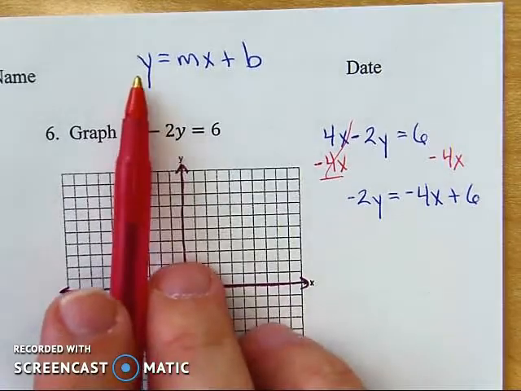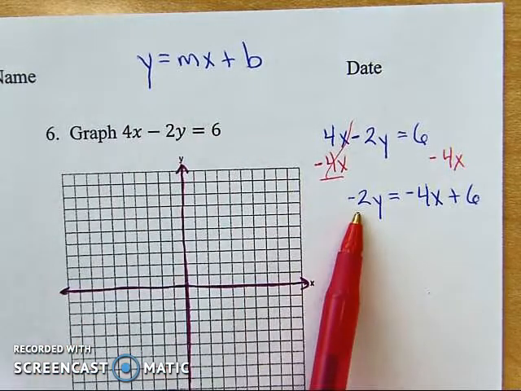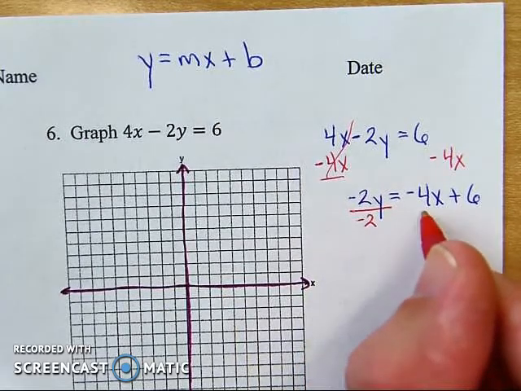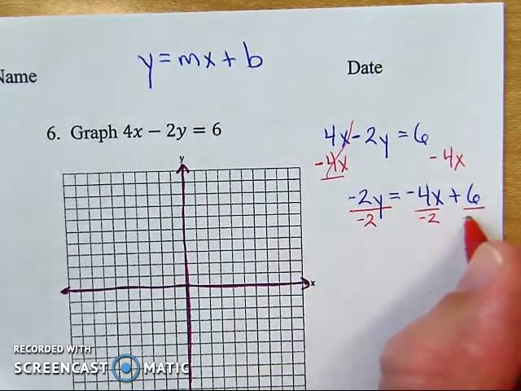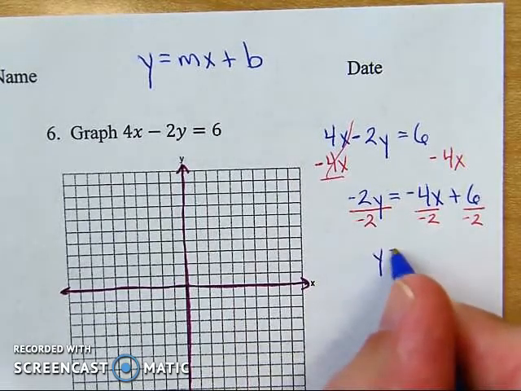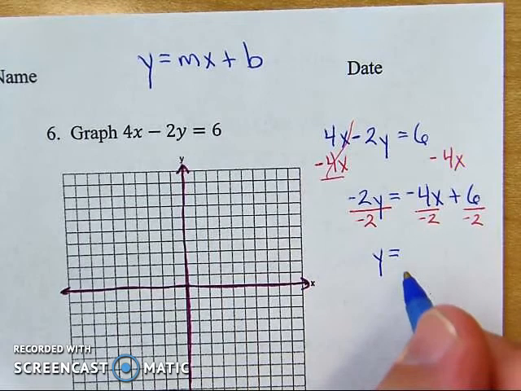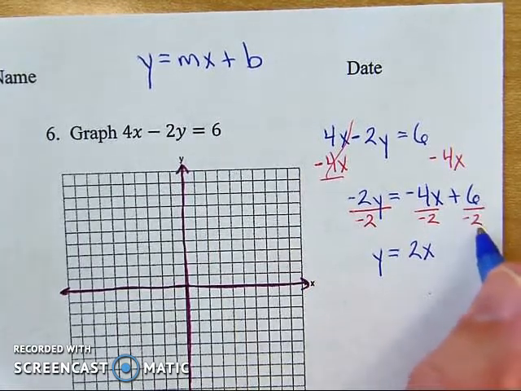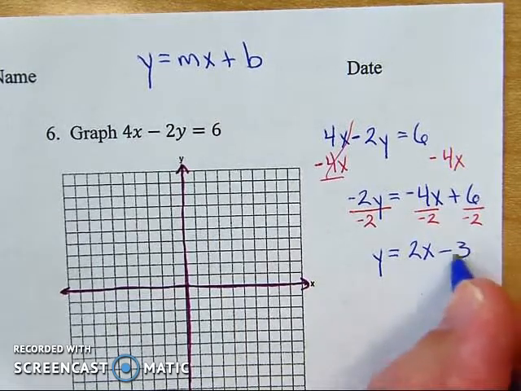All right, now y is almost by itself. I just need to undo that. So that's negative 2 times y, so I'm going to divide by the negative 2. So I will get y is equal to, negative divided by negative is a positive, so this is going to be a 2x, and positive 6 divided by negative 2 is minus 3.